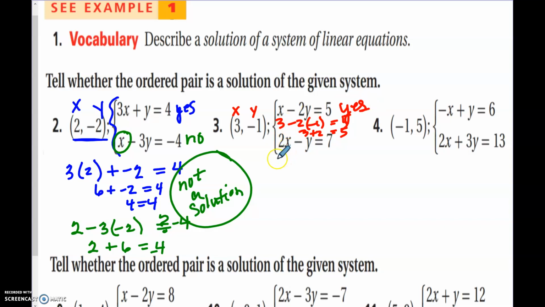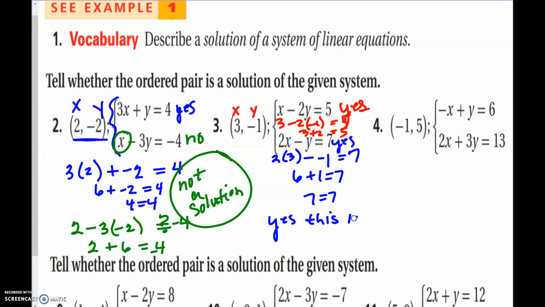All right, so in place of here, we've got 2 times x minus a negative 1, and does that equal 7? So 2 times 3 is 6, minus a negative is a plus 1, so 7 equals 7. So yes, it works for the second equation also. So this ordered pair works for both of these, so yes, this is a solution.